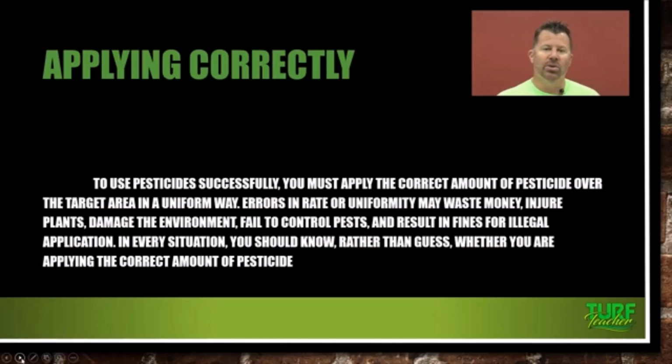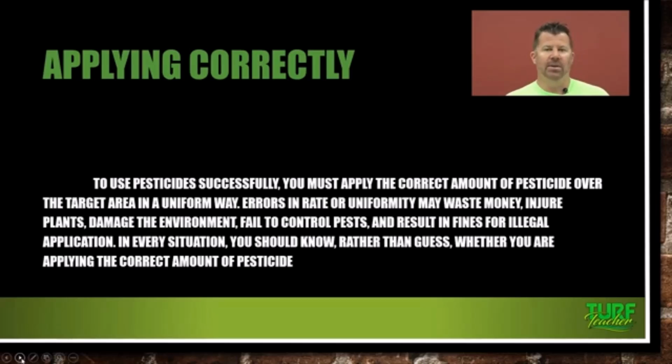So let's get started with applying it correctly. To use pesticides successfully, you must apply the correct amount of pesticide over the target area in a uniform way. We're going to teach you how to do that. Errors in rate or uniformity may waste money, injure plants, damage the environment, fail to control the pest, and result in fines for illegal application.